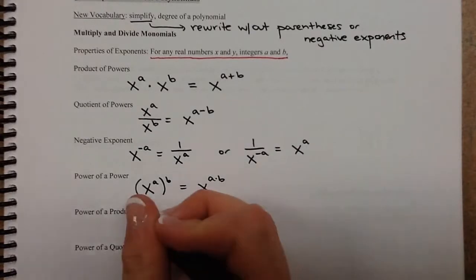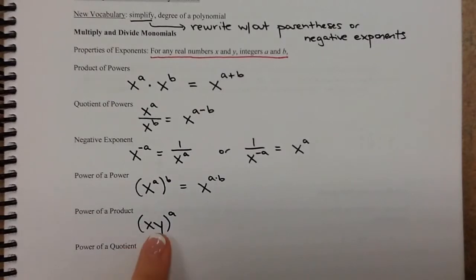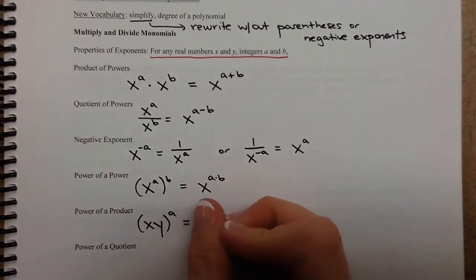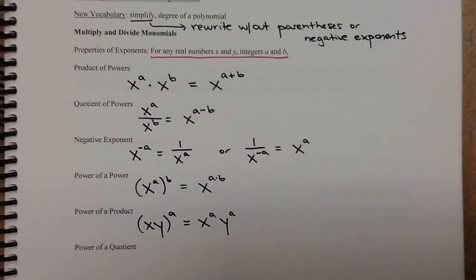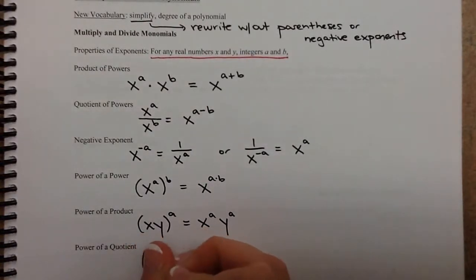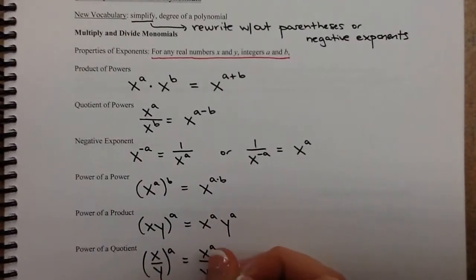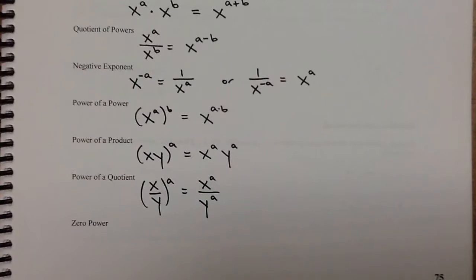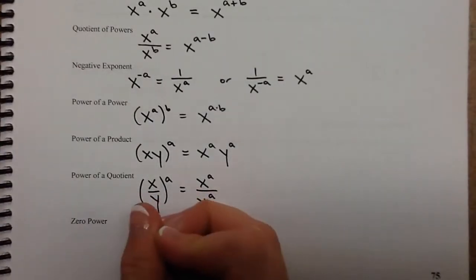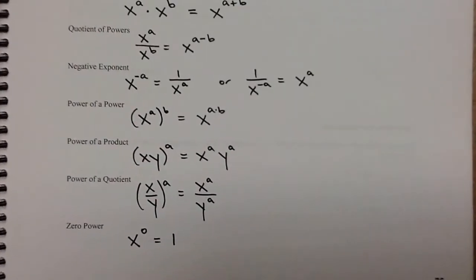Power of a product. Let's say you've got a product, x y, and then you're raising that whole product to a power. If you're multiplying on the inside, you can distribute that power. You can't distribute a power over addition, but you can distribute a power over multiplication. And this next one is super similar. If we've got a quotient raised to a power, you raise the numerator to the power and raise the denominator to a power. And then our final property is the zero power. If you take anything at all and raise it to the zero power, you're going to get 1. Doesn't matter what it is that you're raising to the zero power. Okay, so those are your properties.